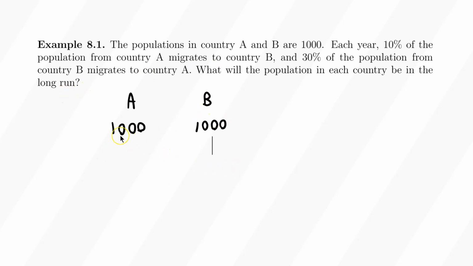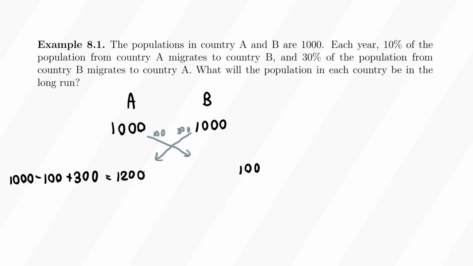So what that means is out of this 1,000 people, 100 will move to country B, and out of this 1,000 in country B, 30%, which is 300, will move to country A. So in the next year, country A is going to have 1,000 minus 100 that moves out plus 300 that moves in, and that is going to be 1,200. And in country B, I'm gonna have 1,000 minus 300 that moves out plus 100 that moves in. So that is going to be 800.